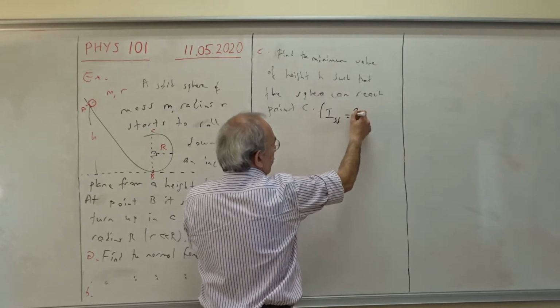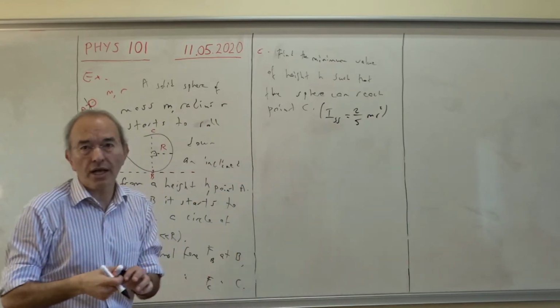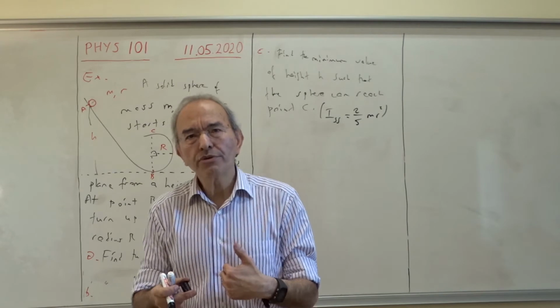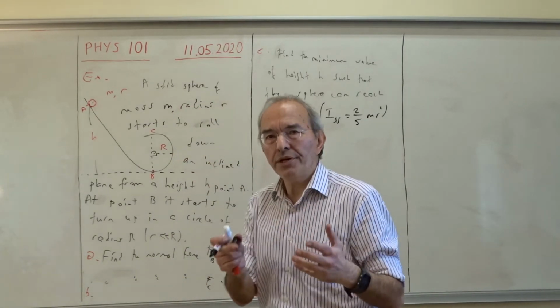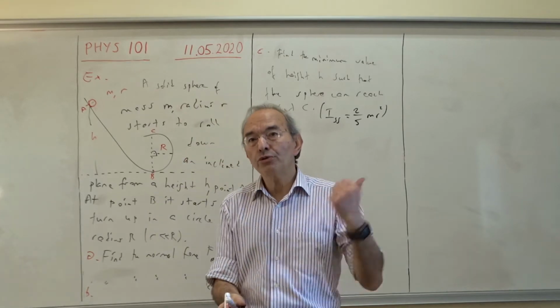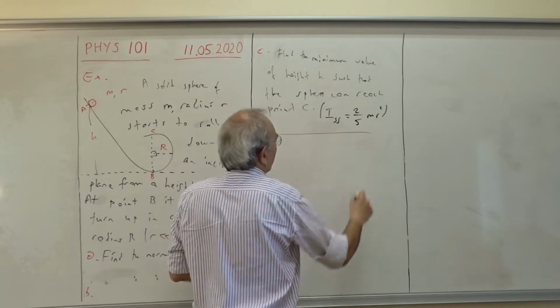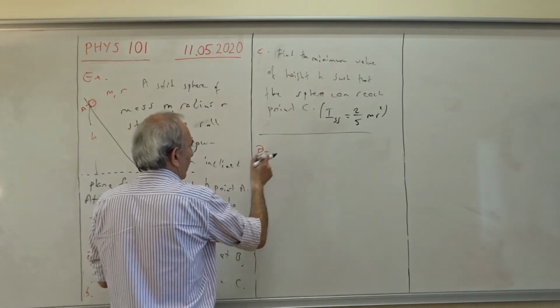It is 2/5 mr squared. It is not 1/2 as in the case of a disk or cylinder, but 2/5. If you've got a hollow spherical ball, which is empty inside, it would be 2/3. Alright. Now this is the text of the problem. Now we start with part A.